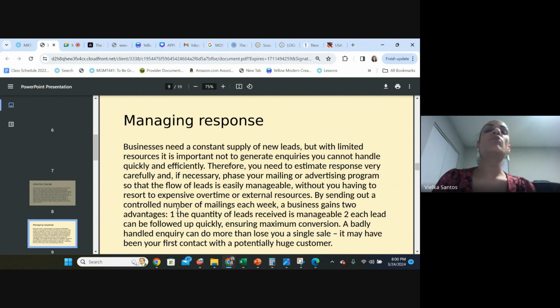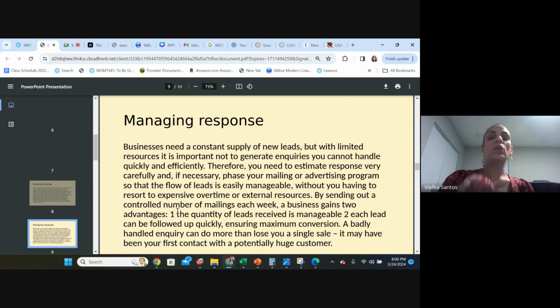Take them to somewhere else. Not only talk with them on Instagram. Take them to your WhatsApp. Take them to emails. You know? Therefore, you need to estimate the response very carefully, and it's necessary to phase your mailing or advertising program so that the flow of leads is easily manageable without you having to resort to expensive overtime or external resources.